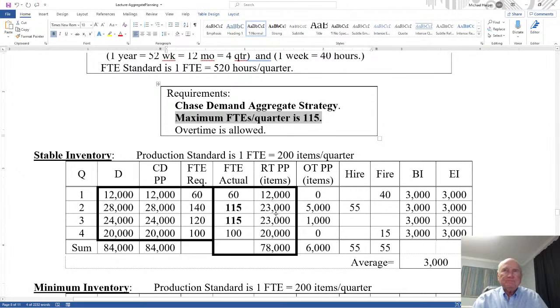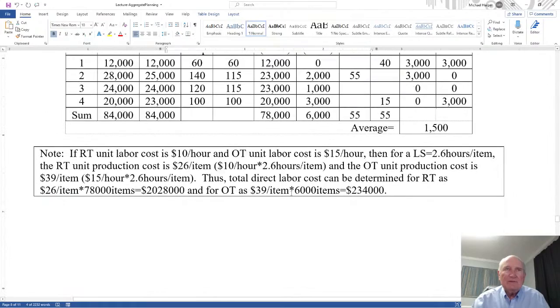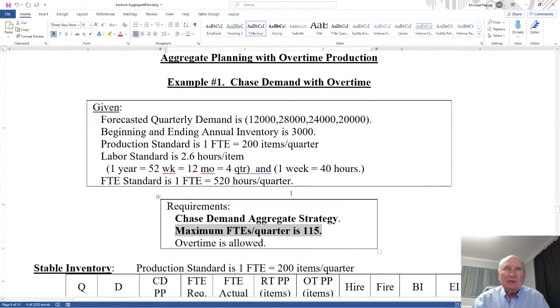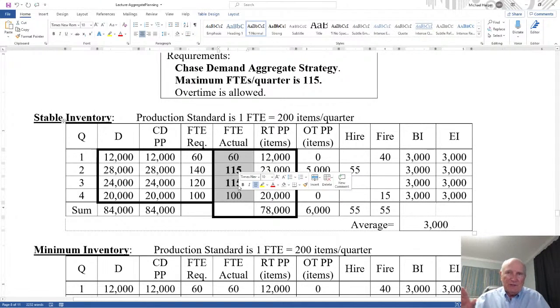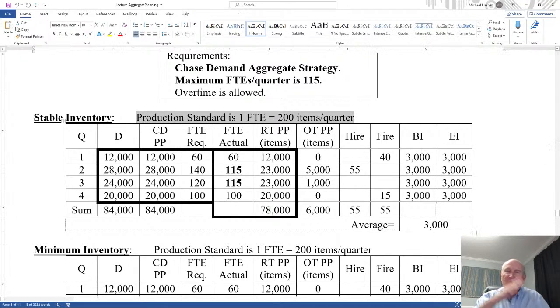Now, RT means regular time. I think I have this down here. I guess I probably should put this in here somewhere. This RT is regular time. Regular time simply means these FTEs are working regular time. And one FTE is 200 items per quarter. It is a 40-hour work week, 52 weeks in a year, et cetera, whatever. So that regular time is according to the standards.